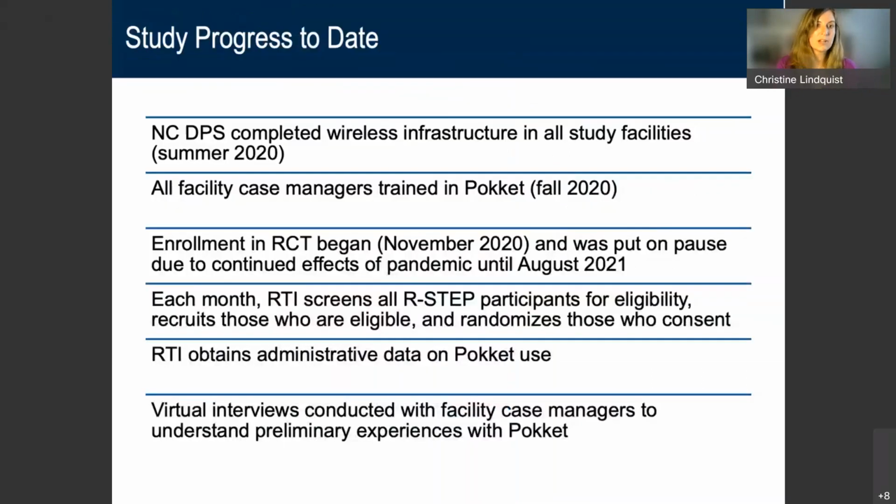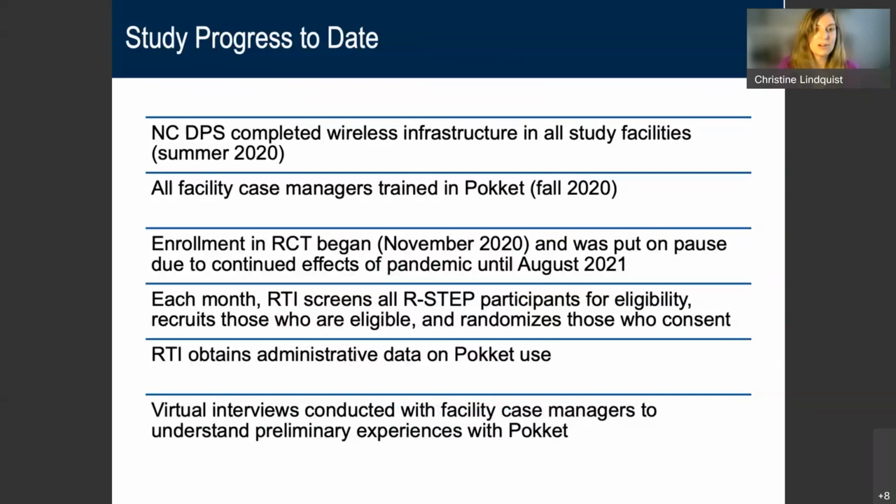In terms of our study progress to date, we began this study right around the time when many of us actually went into lockdown because of COVID. This was April of 2020. During that time, our partners at North Carolina completed the wireless infrastructure in all 6 study facilities. We refined all of our study design and data collection procedures and obtained our IRB and human subjects protection approvals.